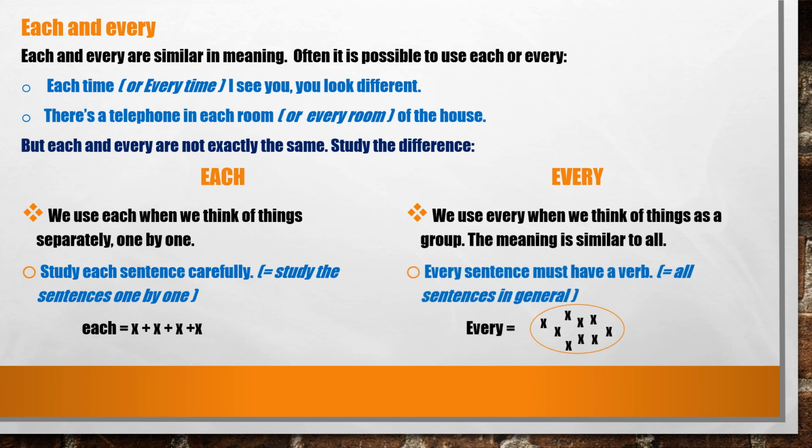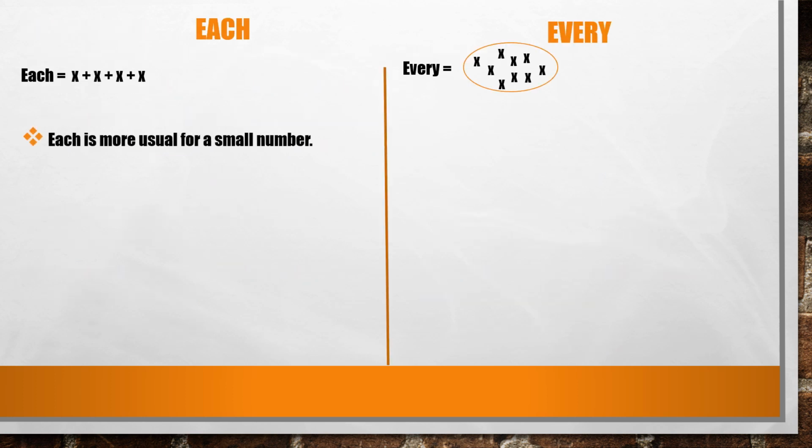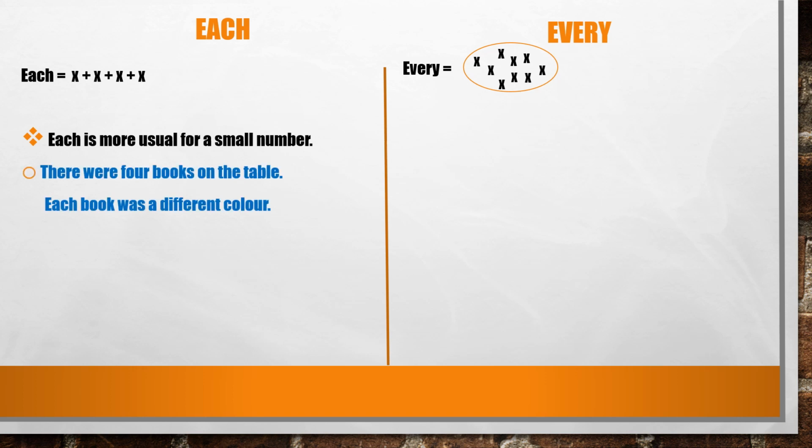Every sentence must have a verb. All sentences in general. Each is more usual for a small number. There were 4 books on the table. Each book was a different color. Every is more usual for a large number.